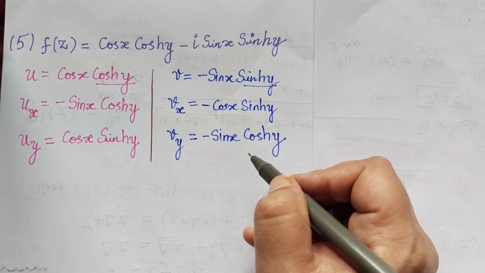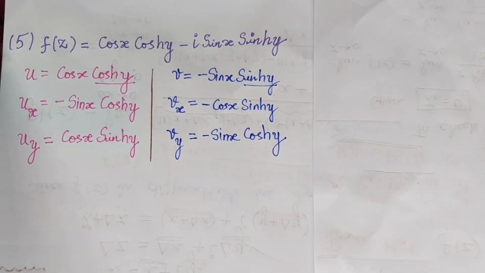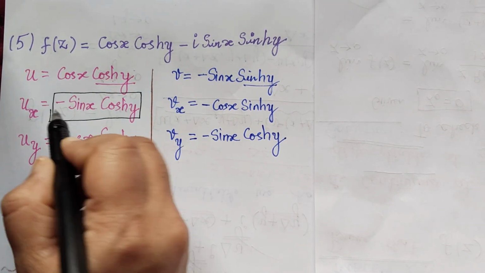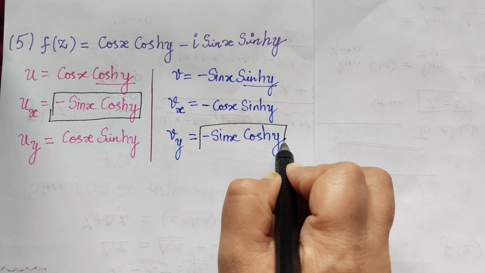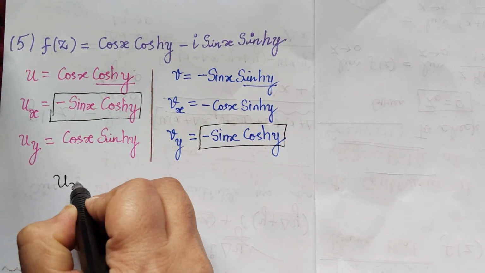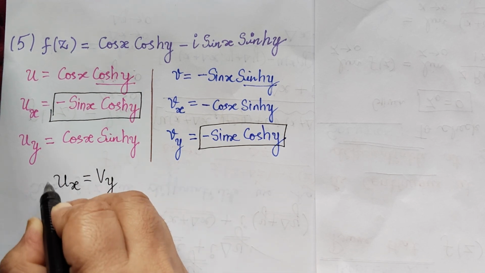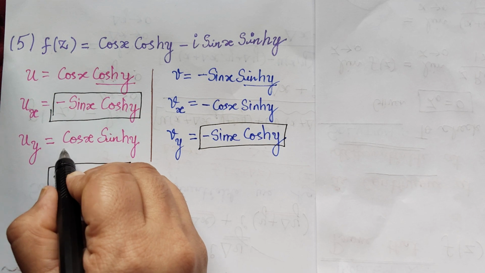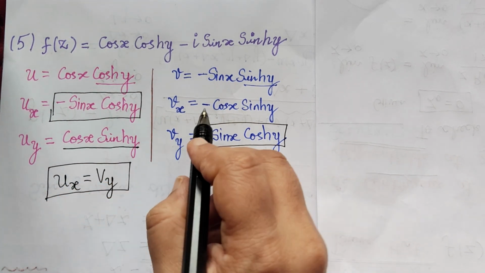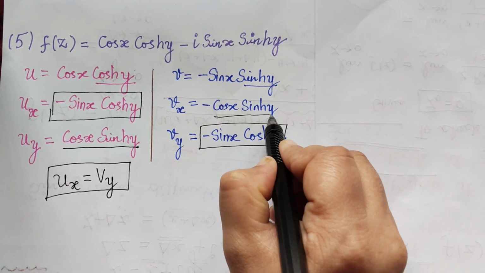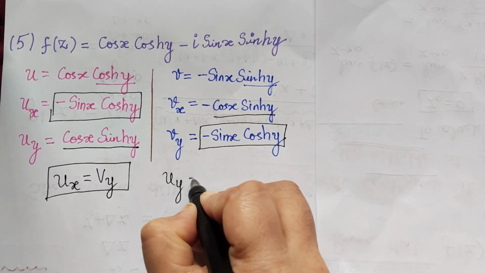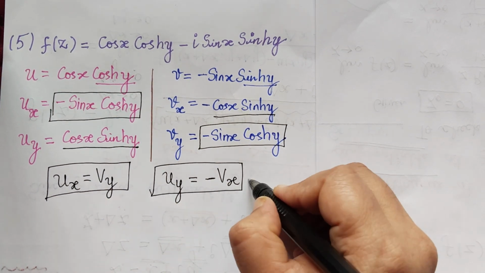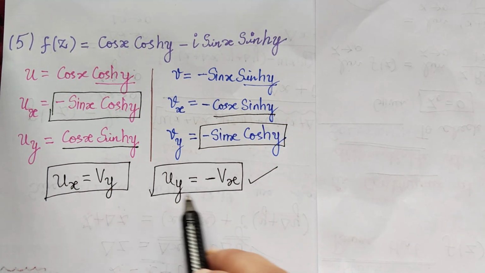Now we shall check whether they satisfy the CR equations. We see that ux is equal to minus sin x cos hy, and vy is equal to minus sin x cos hy, which implies ux is equal to vy. Therefore the first condition is satisfied. Next uy is what? Cos x sin hy, and vx is minus cos x sin hy. So we observe that uy is equal to minus vx. Therefore the second equation is also satisfied. Hence the given function satisfies the CR equations.